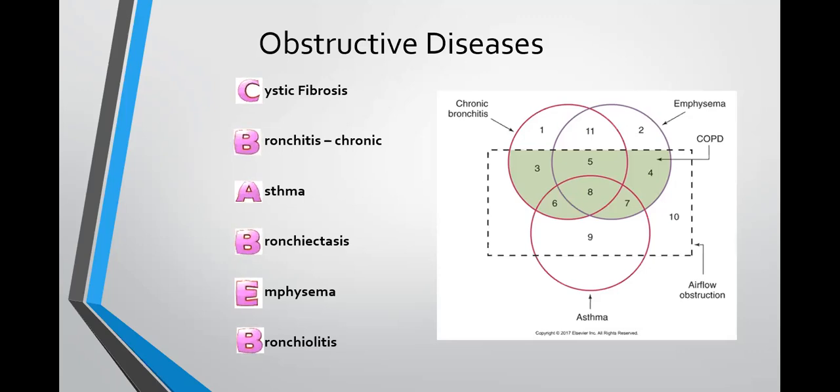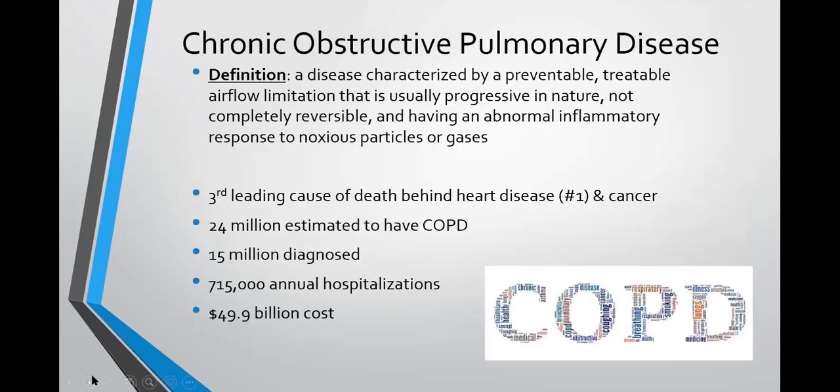Emphysema, we're going to learn where it comes from, what starts it, how to prevent it, all those things. So that's the CBAE. First thing, COPD again. You don't have to remember how many leading causes of death, how many people died, and how much it costs. But basically, it's a disease characterized by preventable, treatable airflow limitation that is usually progressive in nature, not completely reversible, and having some abnormal inflammatory response to noxious particles or gases.